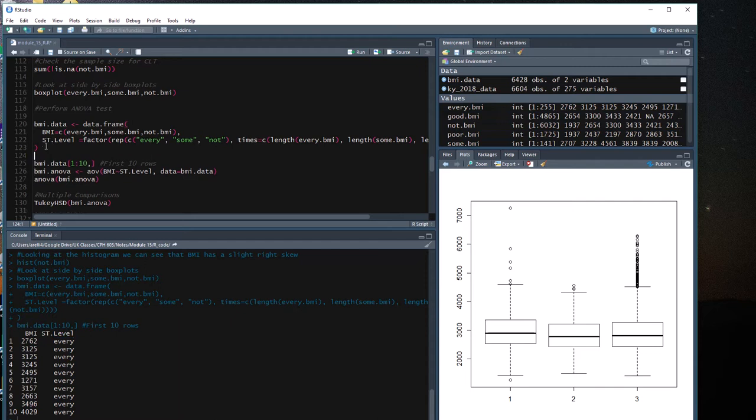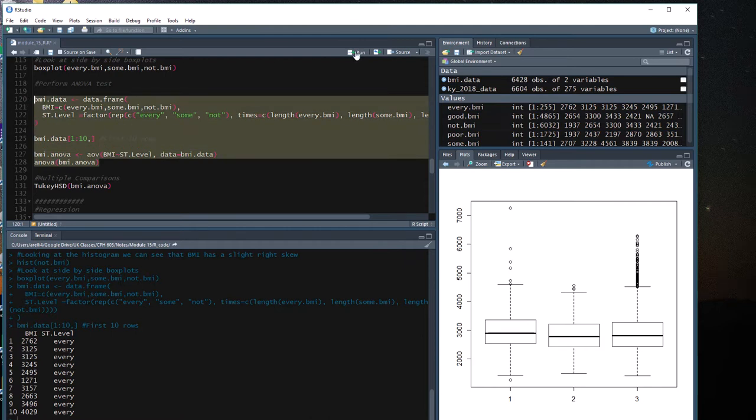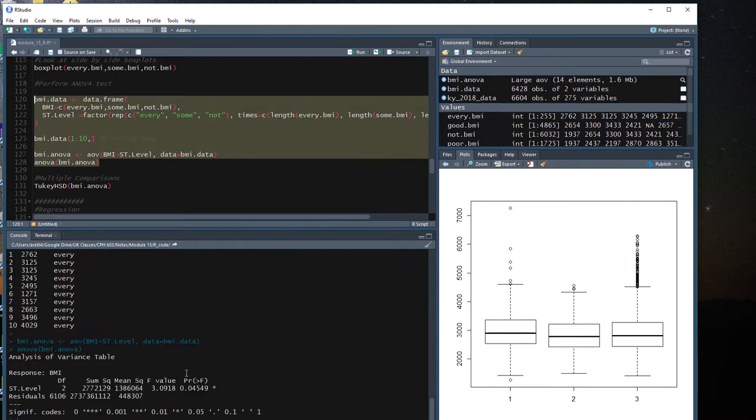So now that we've created the data set this way, we can run the Anova test. To do this, we create an object, and I'm going to call it BMI Anova. Then I'm going to use the AOV function. AOV is analysis of variance. What we're looking at is BMI as a function of smokeless tobacco level. That's what this does. Then I tell it what data set we're using, which is the data set we just created. So we can run this, and we get our output here.